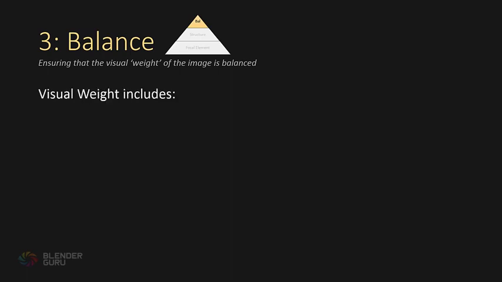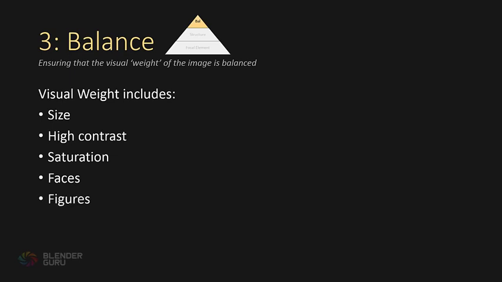So visual weight, when we talk about visual weight, we're essentially talking about the things we mentioned with the focal elements. So we've got size, high contrasting elements, the saturation, that adds more visual weight to things. Faces, that's a huge point of visual weight. It's just so striking, your eyes are like drawn to it, as well as figures, body figures as well. So all these things add lots of weight to an image, so you then need to balance that out.